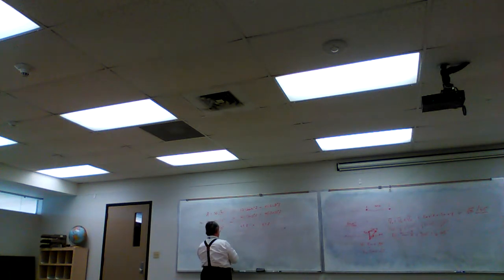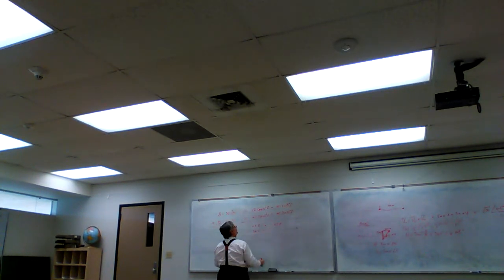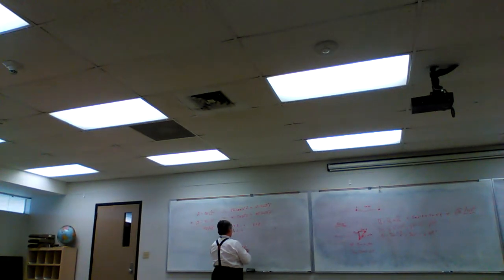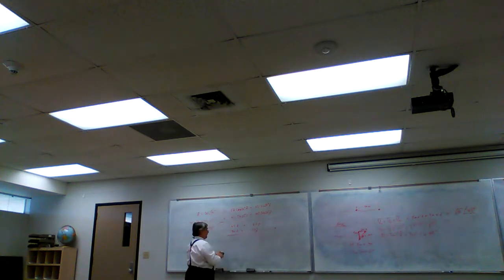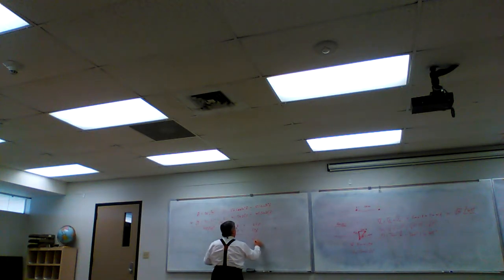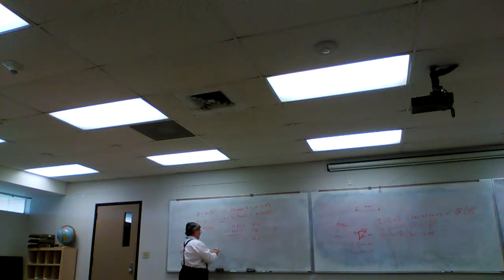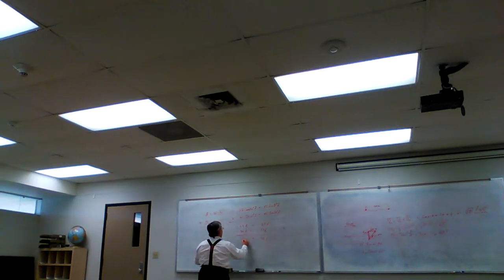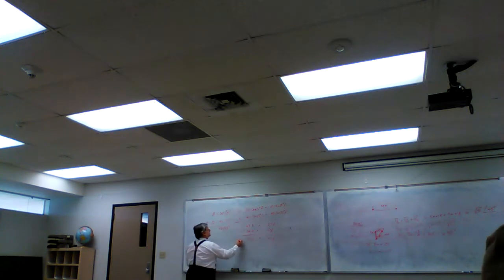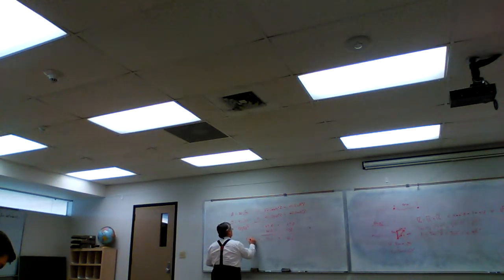Cosine 25 is 0.906 times 40 is 36 I plus sine of 25 times 40 is 17 J. Now you can add them. 25 plus 17, 42 times J, 43 and 36, 79 I. That is A plus B.